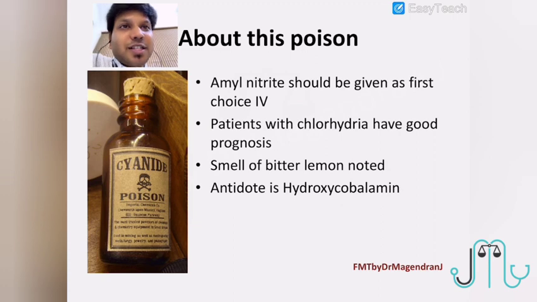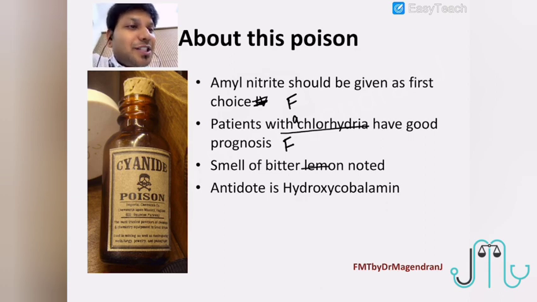About this poison, what is this poison? The most rapid poison, the ideal suicidal poison, that is your cyanide. Amyl nitrite should be given as first choice IV. If you remember the lectures where we discussed the treatment of cyanide, you might remember that amyl nitrite is given initially, but not IV. It is given by inhalation. So this statement is false. Patients with achlorhydria have good prognosis? No, not at all. So this statement will also be false.